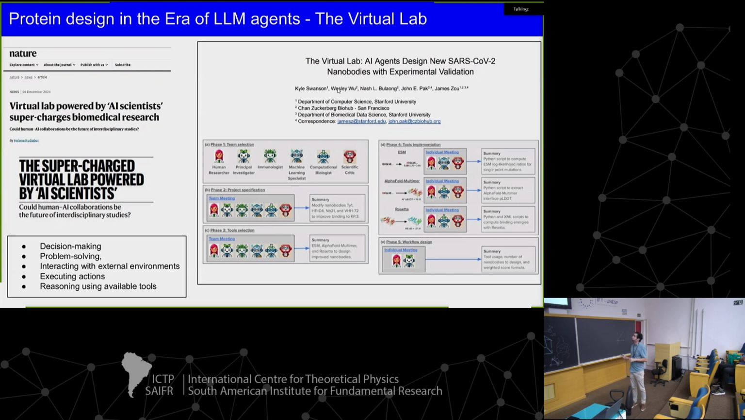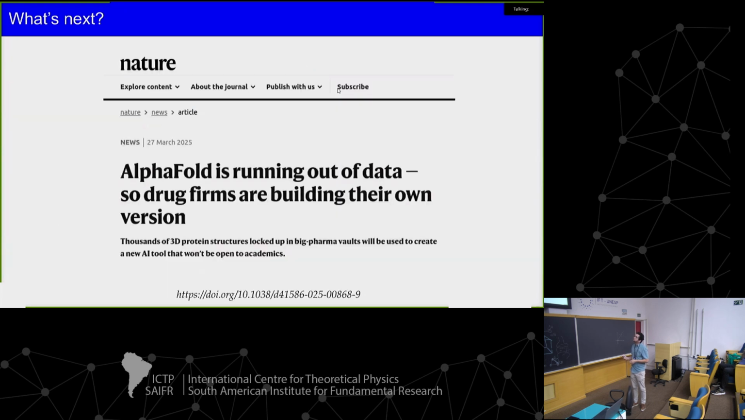I'm not sure here, but they created some designs. They tested. Most of them are stable, but the success rate for the binding was not too high, right? So there is a huge room for improvement. Okay, and what's next?